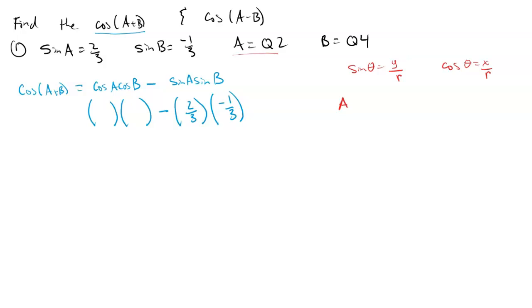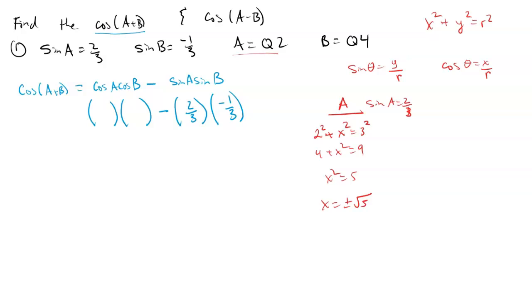So let's find the A first. Knowing that sine of A was 2/3, I know that 2 is my y, so 2 squared, and I don't know my x, and then I know my r value is 3 squared. So again, I'm using this lovely formula. So I can say 4 plus x squared is equal to 9, x squared is equal to 5, x is equal to plus or minus root 5.